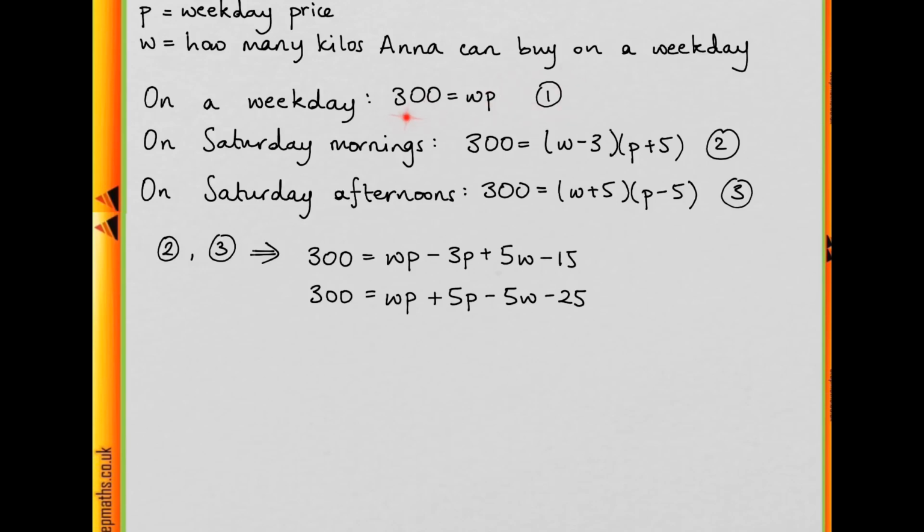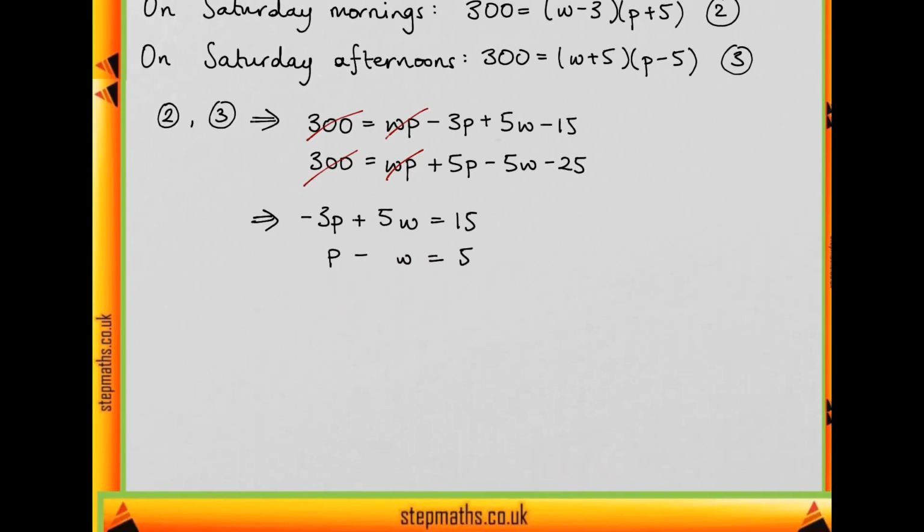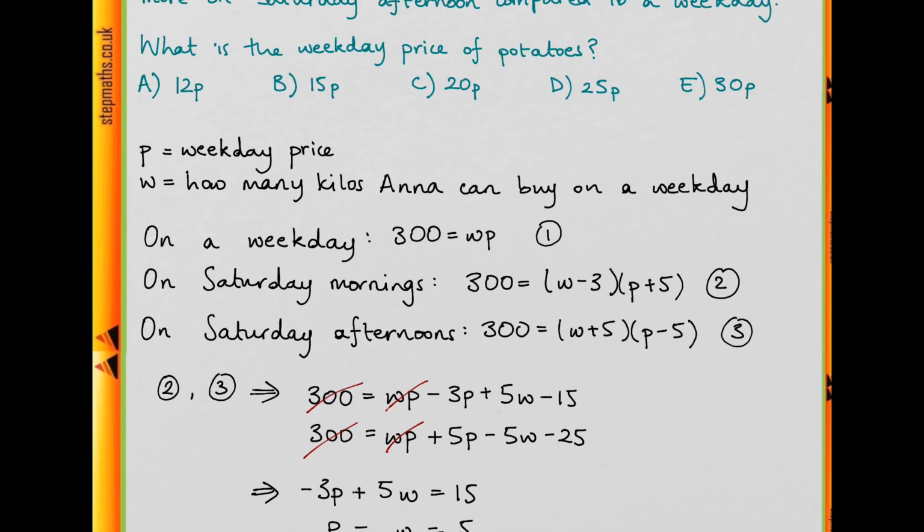And because by 1 we know that 300 is equal to WP, we can use that to cancel out the 300 with the WP's in these equations. So what we end up with are two equations looking like this, and actually we can cancel out the 5 from this second equation, which leaves us with this here. And I want to know the weekday price, so that's going to be P.